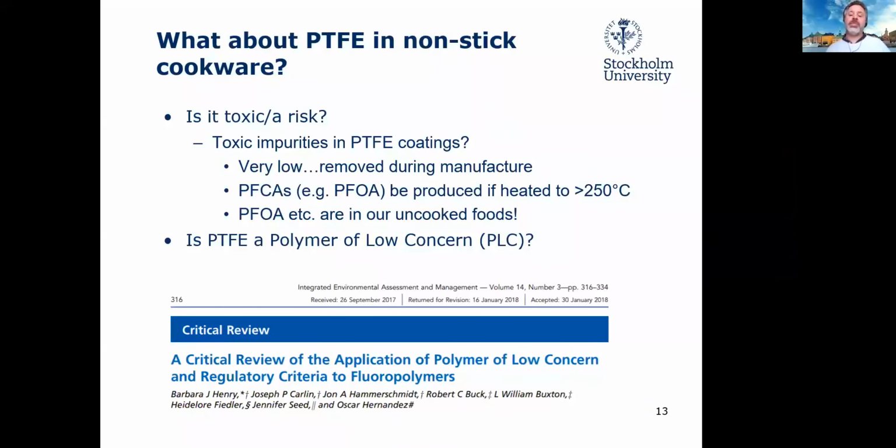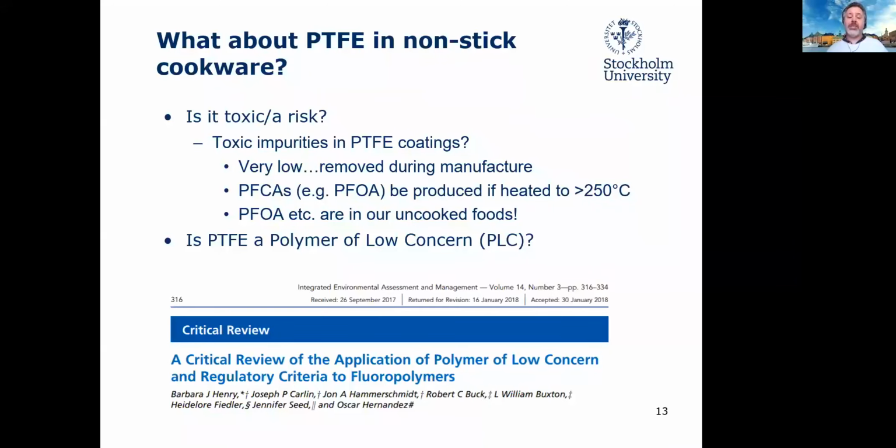So what about PTFE and non-stick cookware? Is it toxic? Is it a risk? Lisa talked a little bit about this. There are some impurities, but industry have, over the years, reduced these impurities a lot. So they're a lot lower than they used to be. They removed the processing aids.